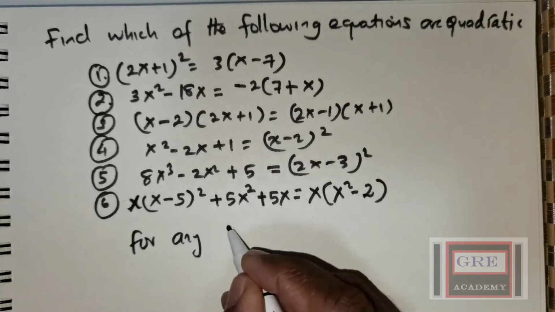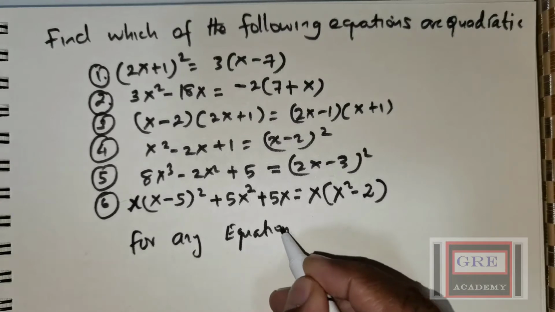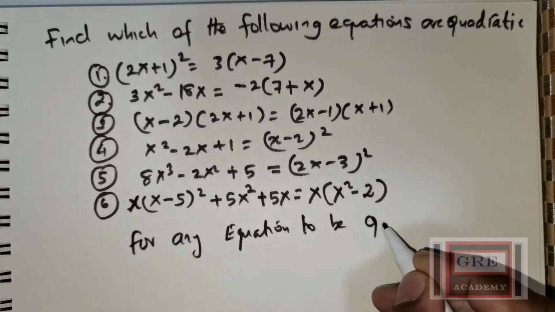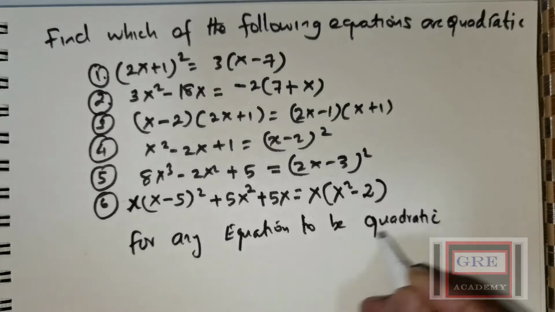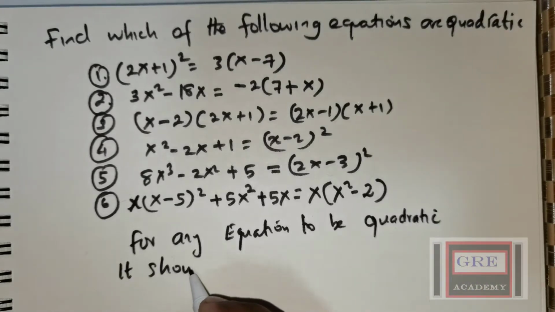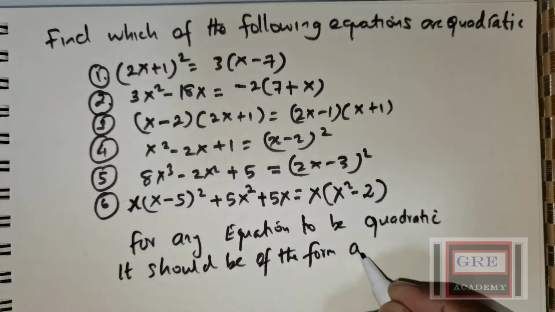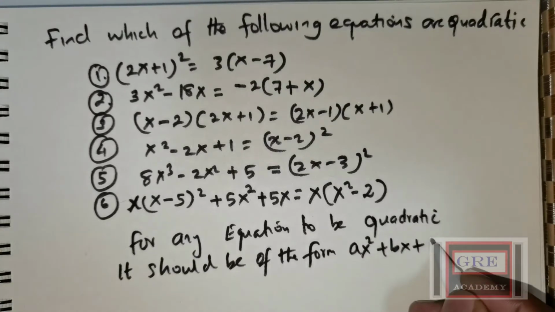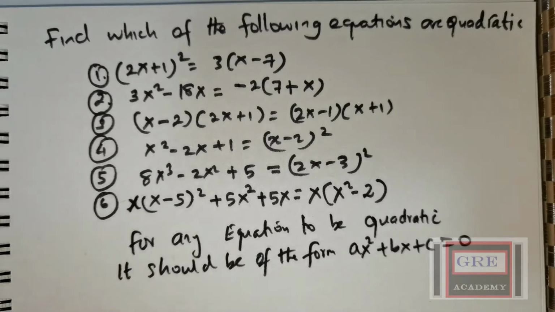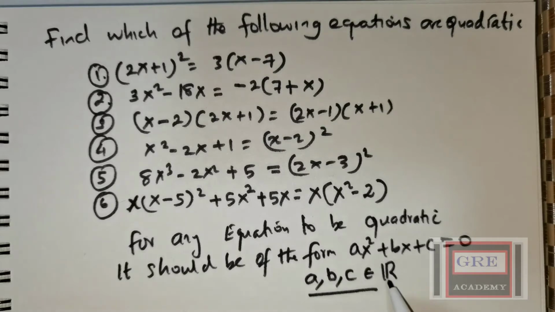For any equation to be quadratic, it should be of the form ax squared + bx + c = 0. Now, a, b, and c are elements of the real numbers. So they can be any quantities, which are contained in R.